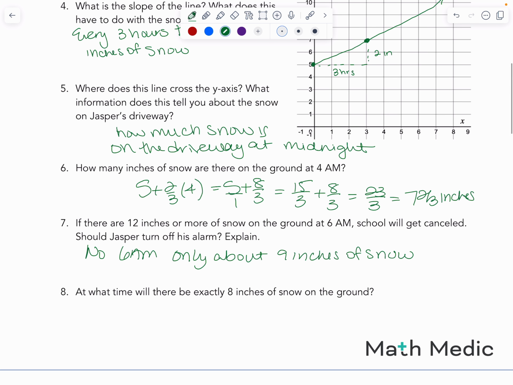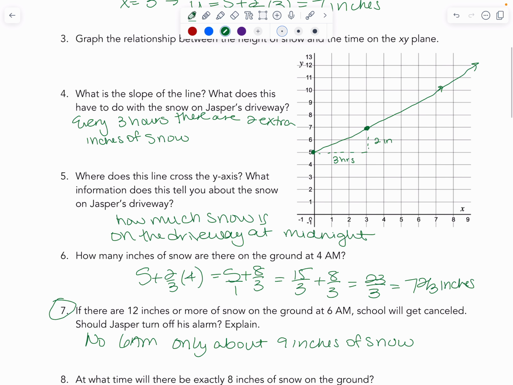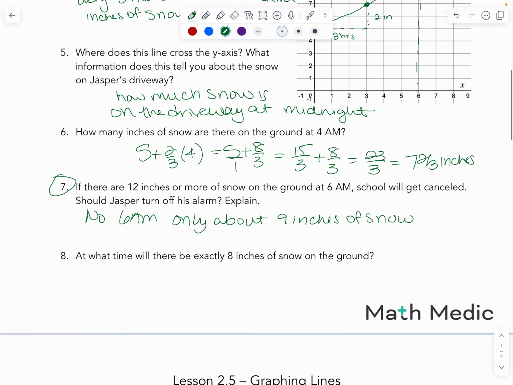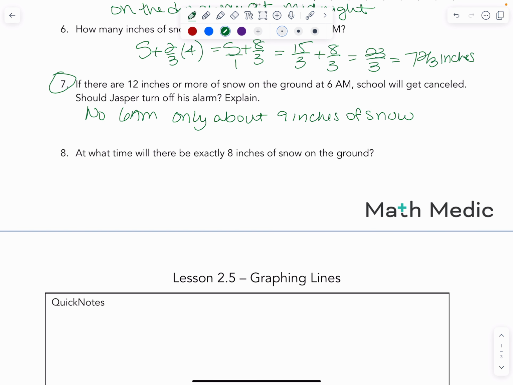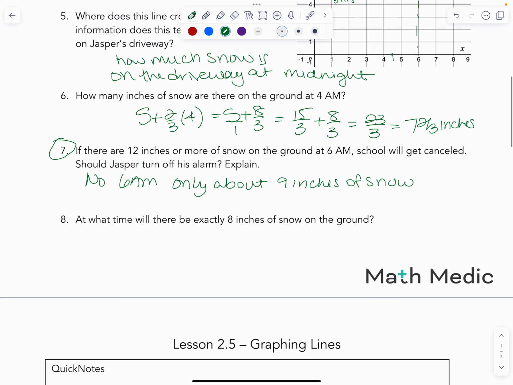Oh, by the way, for 7, I could have just looked here, right? So I could have just extended this line out. Right, and at 6 a.m., it's only at about 9. Okay, at what time will there be exactly 8 inches of snow on the ground? So again, I could have used my line, right? And I could say, almost 4.5.